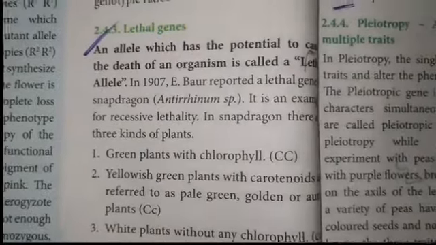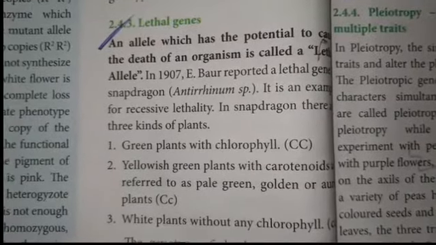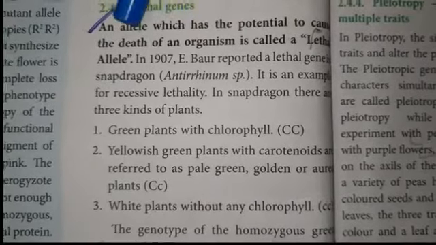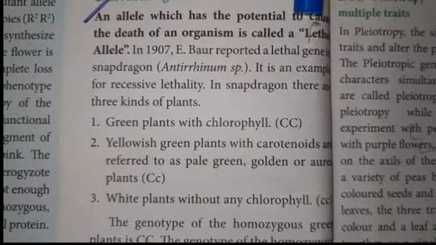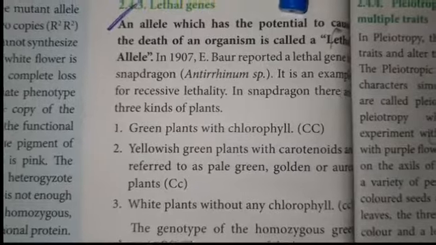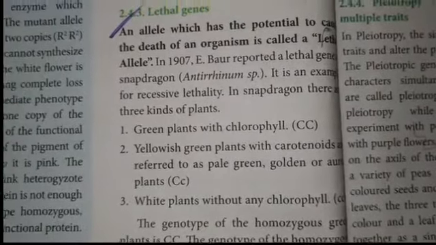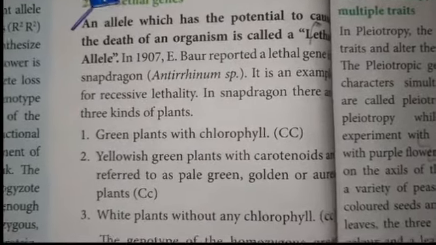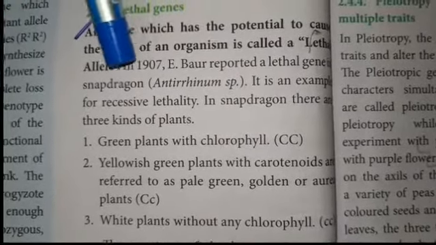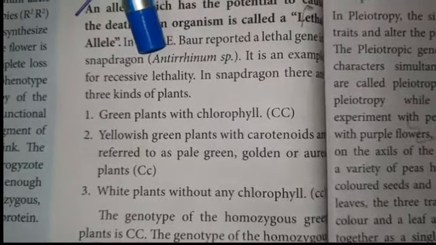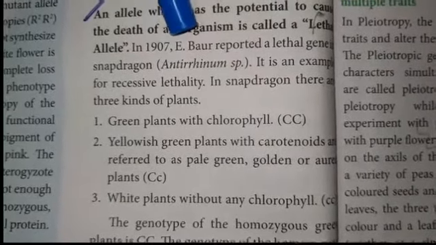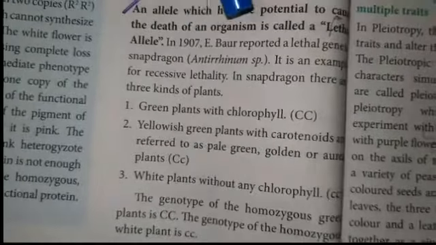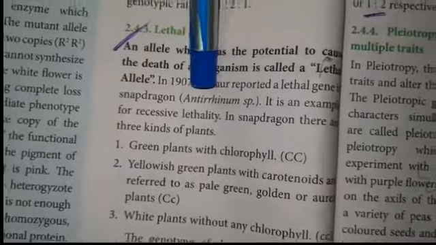Next topic is lethal gene. Lethal means it causes death. So an allele which has the potential to cause the death of the organism is called lethal. The allele which causes the death of the individual which carries it is called a lethal allele or lethal gene. It was first reported in the plant snapdragon, that is Antirrhinum, by E. Baur.